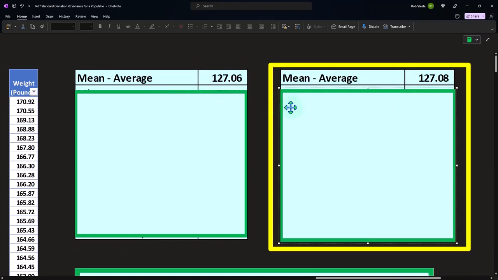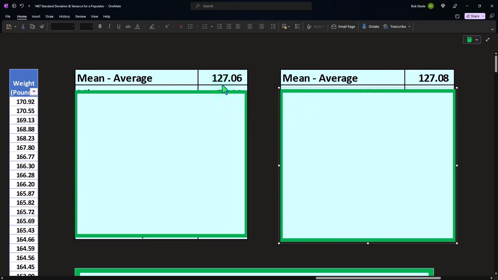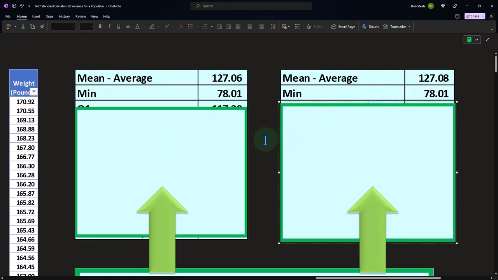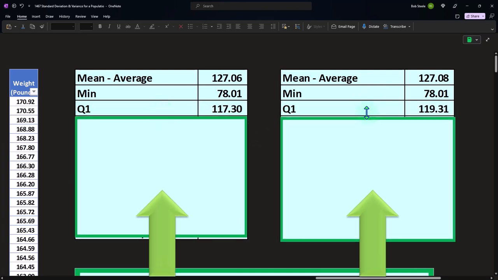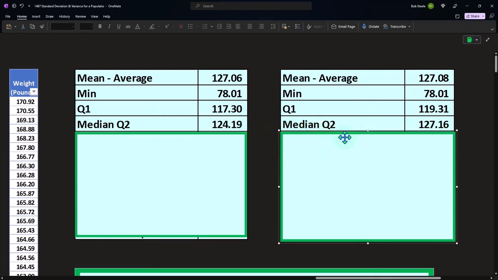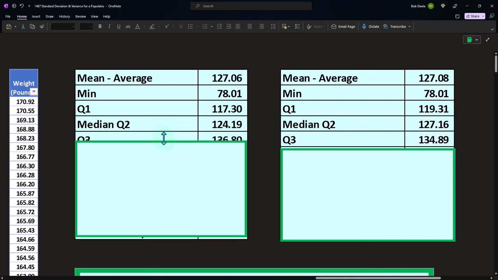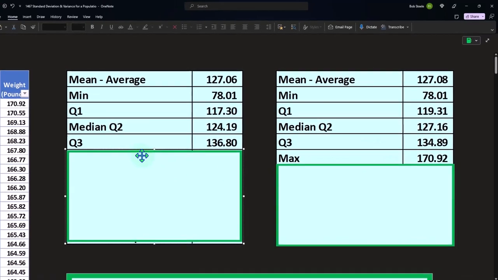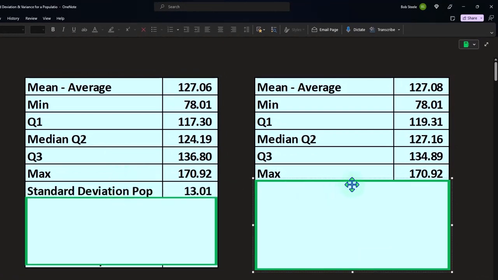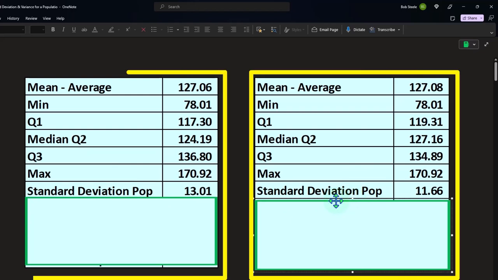versus the old data set, we come out to a pretty similar mean or average, 127.06 versus 127.08. The minimum number is the same. That's because I deleted the data in the middle, so we still have the same bottom point. Quartile one is different, but not substantially different. The median, the middle of the data set, is 124.19 versus 127. Again, different, but not hugely different. Quartile three, 136.8, 134.89. Pretty close still. The maximum is the same because I deleted numbers in the middle. Therefore, there's the same maximum, but the standard deviation is now higher, right?